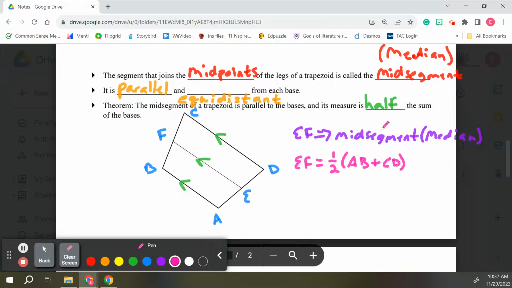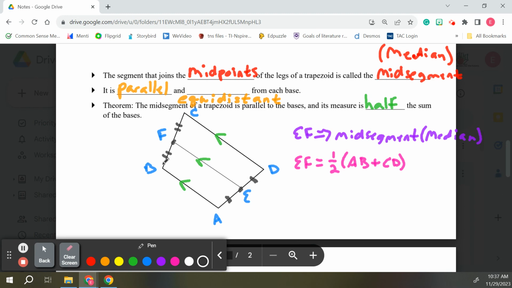Questions on that? The other thing you need to note here is that these point F and point E act as a midpoint for AD and BC. So we're going to state that this would be congruent with this, and this would be congruent with that.